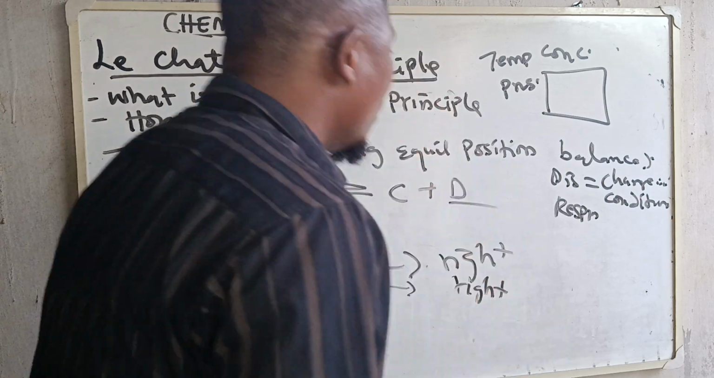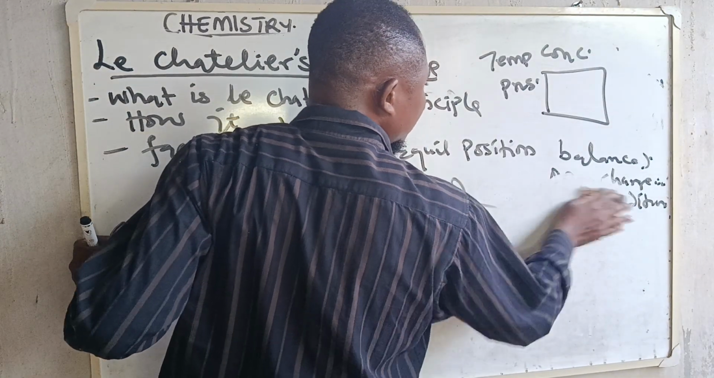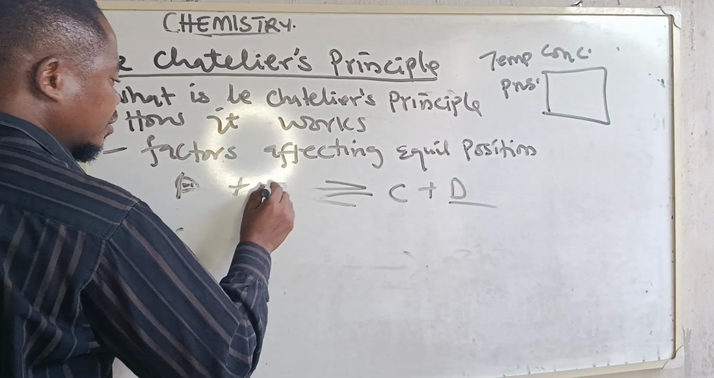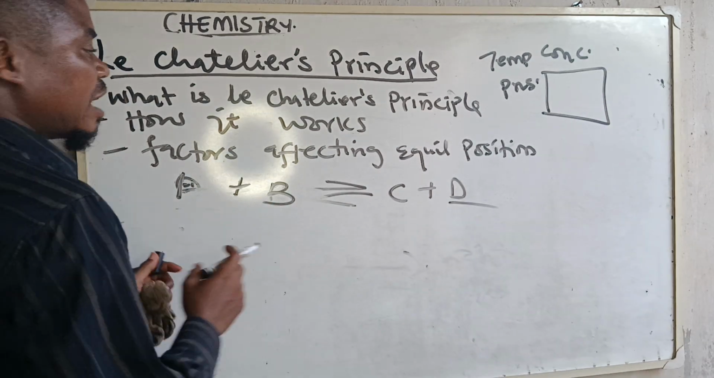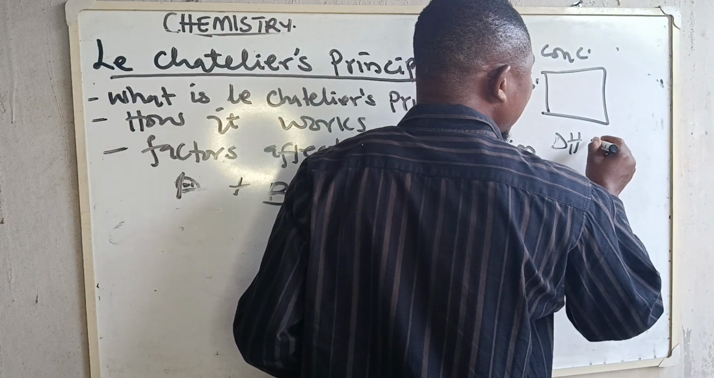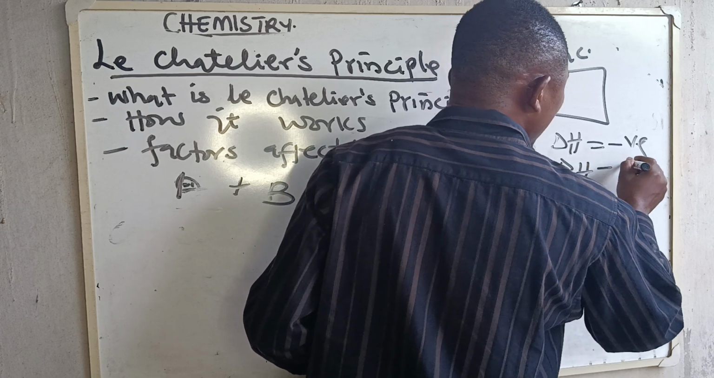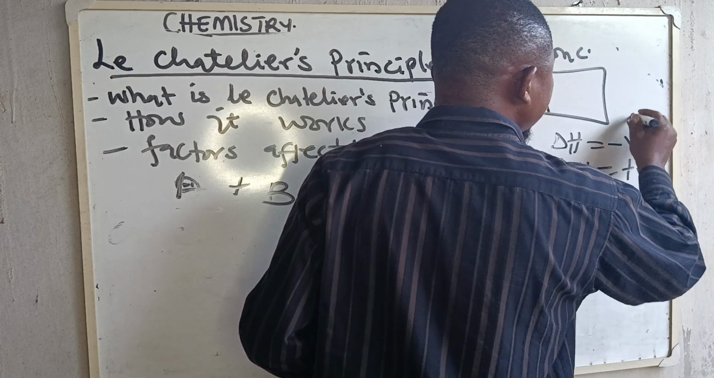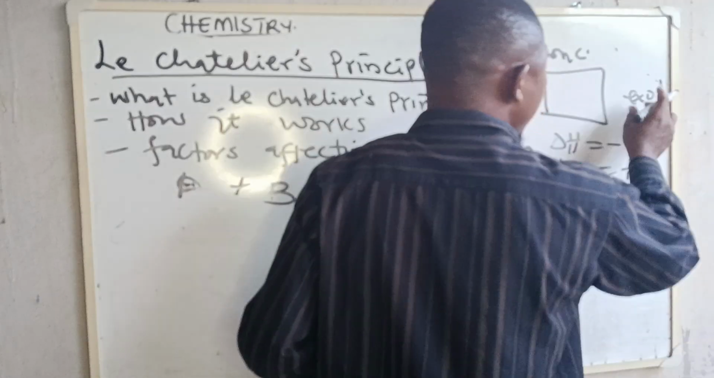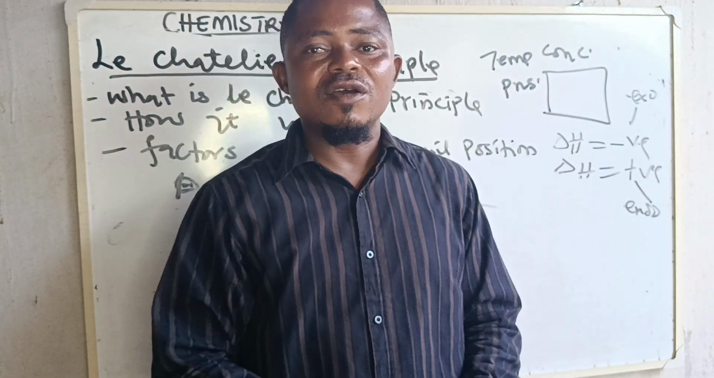All right, let's look at temperature. How does change in temperature affect a system in equilibrium? Now, we discuss temperature under two headings. Delta H, when the enthalpy is negative, and when delta H is positive. When it is negative, we say it is exothermic. When it is positive, we say endothermic. Exo means it gives heat to the environment. Endo means it accepts heat from the environment.